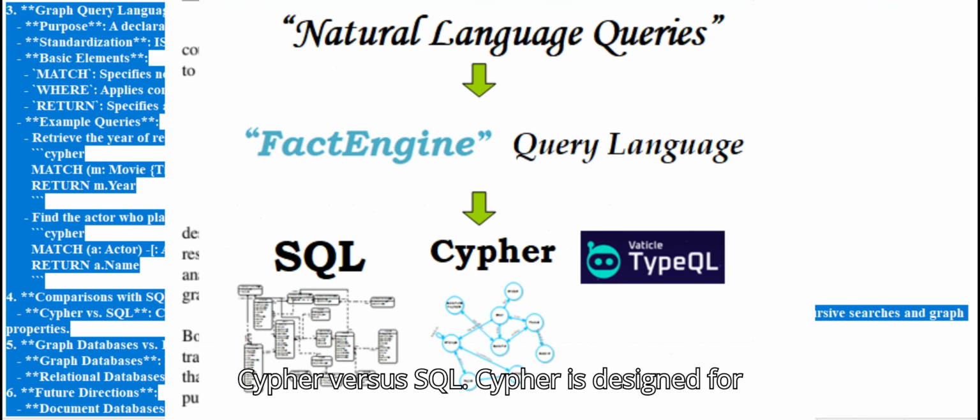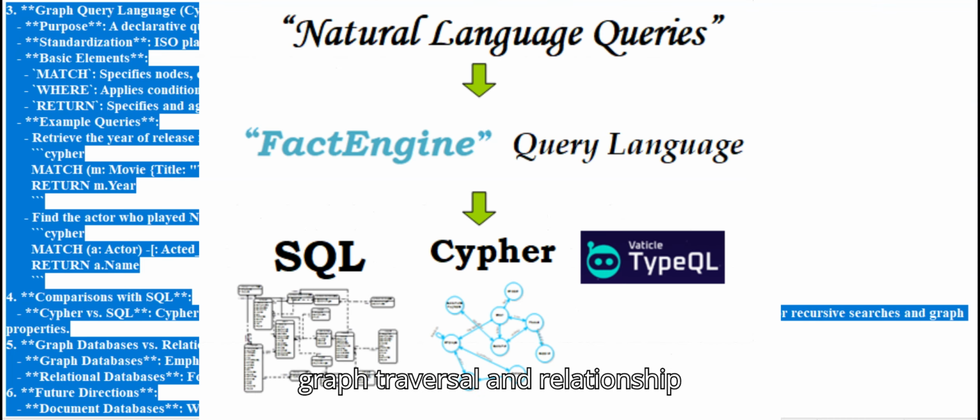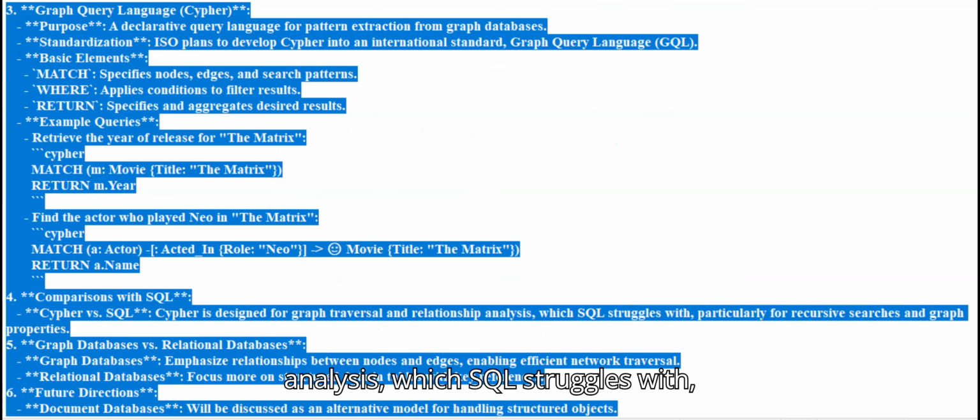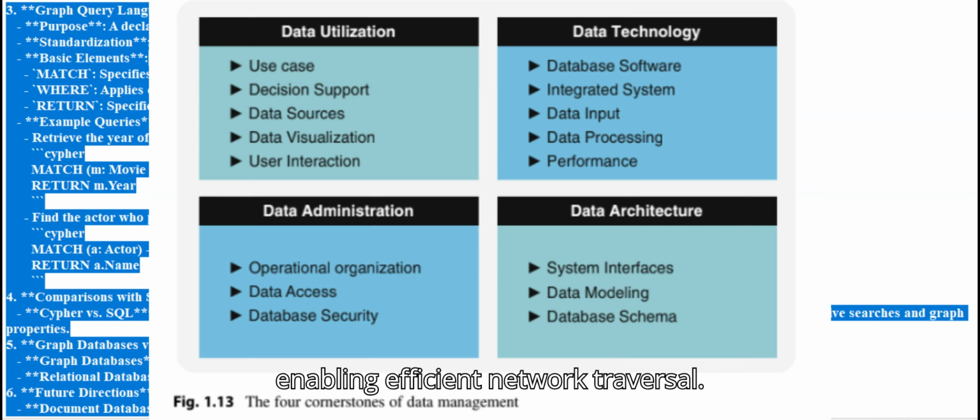4. Comparisons with SQL. Cypher versus SQL. Cypher is designed for graph traversal and relationship analysis, which SQL struggles with, particularly for recursive searches and graph properties. 5. Graph databases versus relational databases. Graph databases emphasize relationships between nodes and edges, enabling efficient network traversal. Relational databases focus more on structured data in tables with key references. 6. Future directions. Document databases will be discussed as an alternative model for handling structured objects.